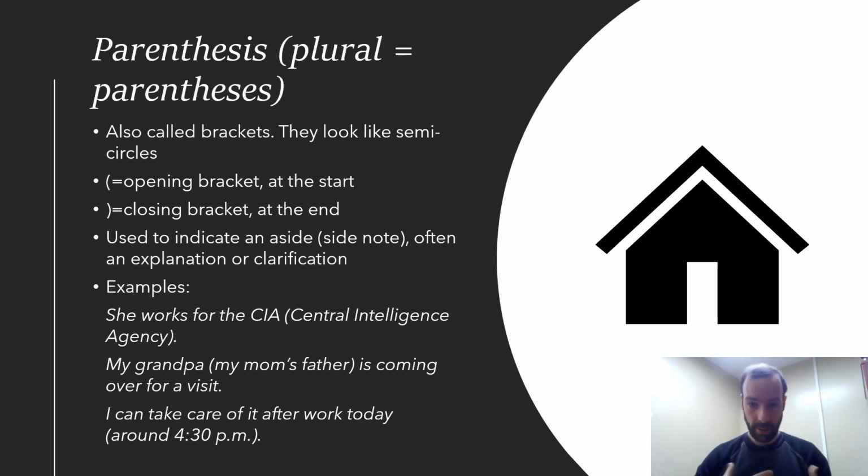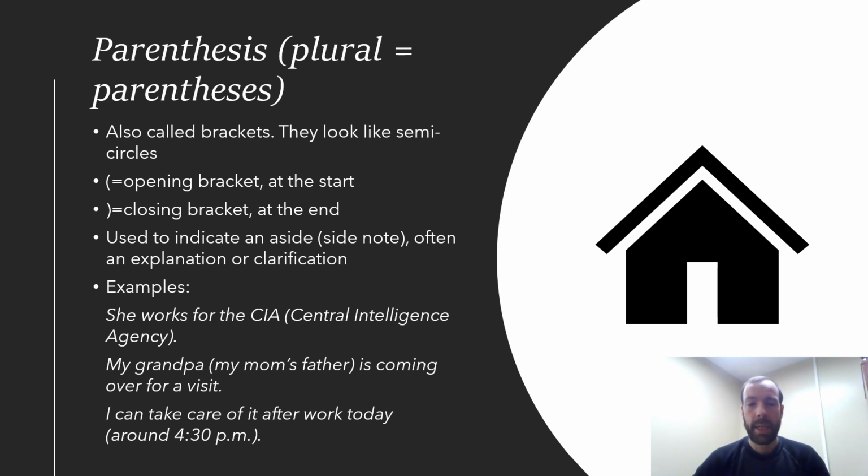Parenthesis, or the plural if there's more than one, is parentheses. We also call these brackets. But in general, if we're talking about these rounded ones that look like semicircles, we do refer to them as parentheses properly. The opening parenthesis or the opening bracket is curled in towards the speech. Same with the closing bracket at the end, kind of like the quotation marks.